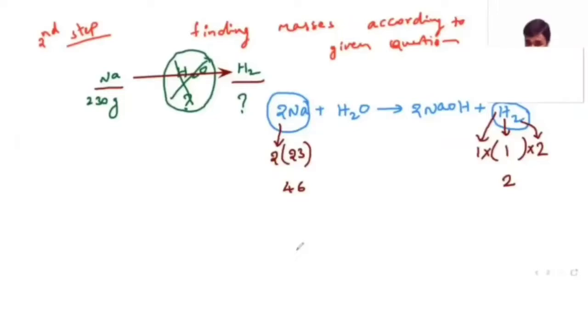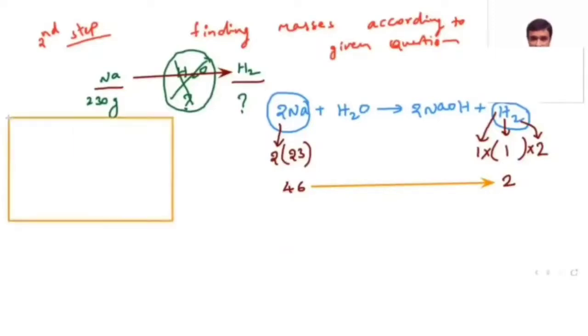So here, simply what I have to understand from this: 46 grams of sodium reacting with water and producing 2 grams of hydrogen. How many grams of sodium reacting? 46 grams. How many grams of hydrogen liberated? 2 grams. So up to here, the second step. Is it clear? Second step. Then I'm going for the third step in our calculation part. So look at that third step here.